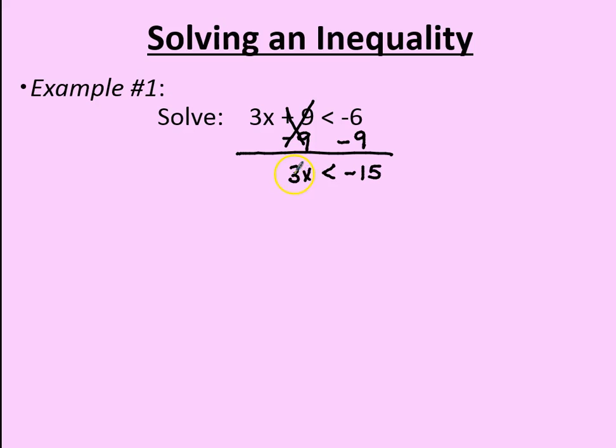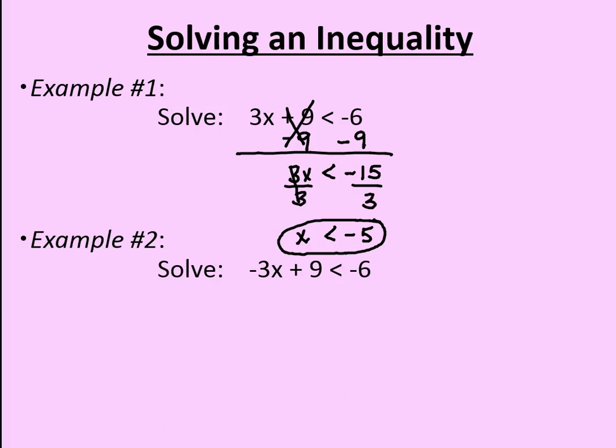What's the opposite of multiplying by 3? Dividing by 3. And we do that because 3 divided by 3 makes 1. But if I divide this side by 3, I need to divide this side by 3. So x is less than -5. This is the condition. Any number less than -5 will make this true. And we could go back and check that as well.